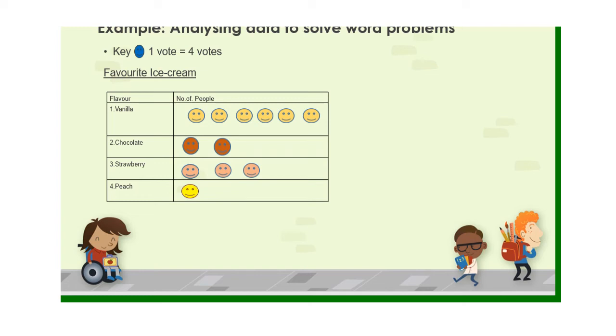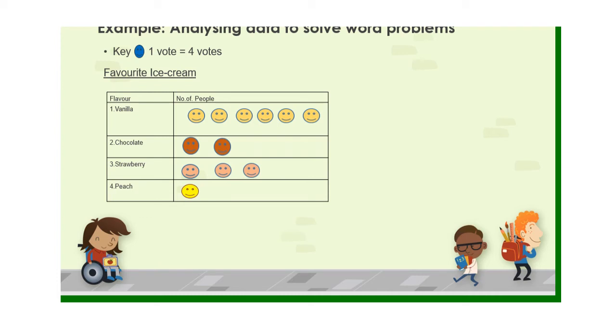Yes, yes, that's good. We also have to look at the key because we said the key is important because it helps us. So we said that it is very important for us to look at the key because it helps us to give us the number of people that voted. Okay, so in this case, one picture is equal to four votes. So it means that one picture is equal to a number of four people that voted.